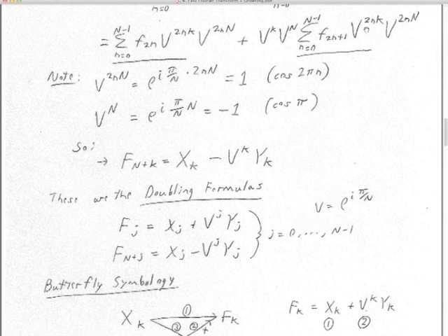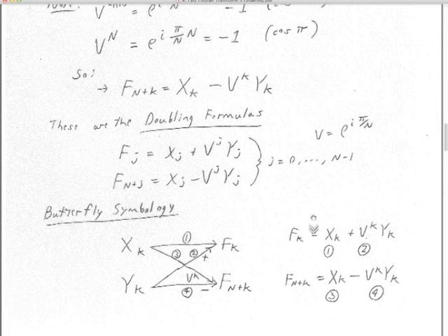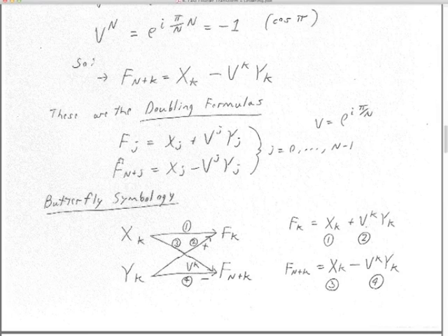Okay, so you substitute in those simple factors, and this kind of nasty looking line up here then simplifies. So the second part of the 2n length transform, F at frequency n plus k, is the Fourier transform of the even samples, big X at k, minus v to the power of k times Y at frequency index k. So then, just summarizing, we call these the doubling formulas.